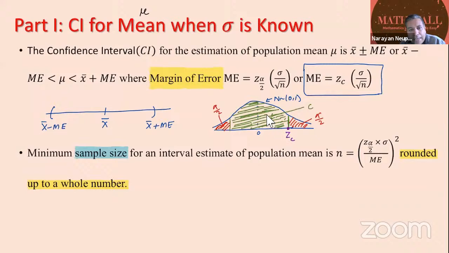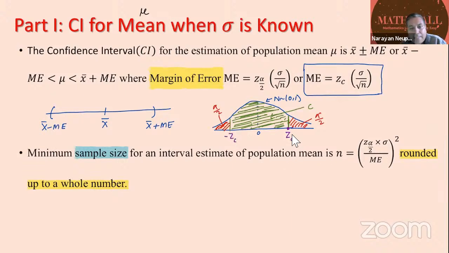I can use this C in the middle to represent Z critical, or if I use alpha over 2, the same thing. Z critical and Z alpha over 2 are the same thing. So we can use the margin of error formula like this, or write it like this. Z alpha over 2 and Z sub C are the same. So that is your Z critical. And this one is just the negative Z critical.